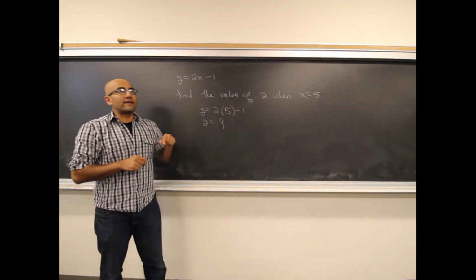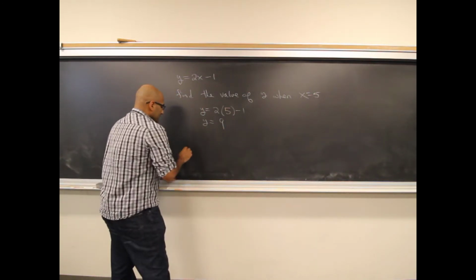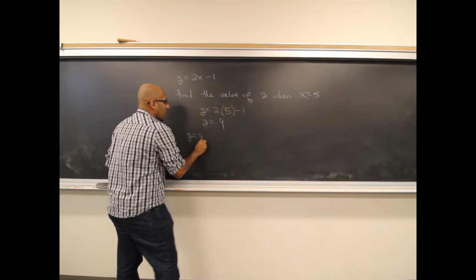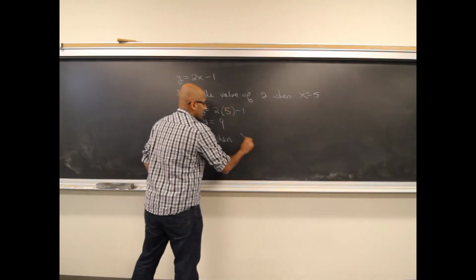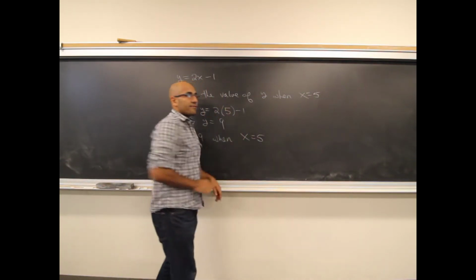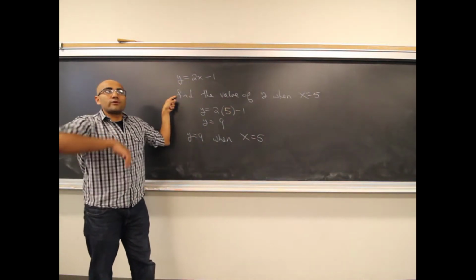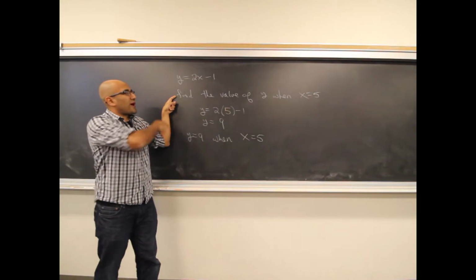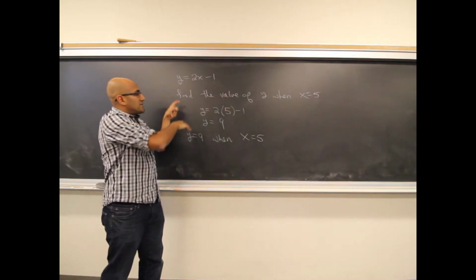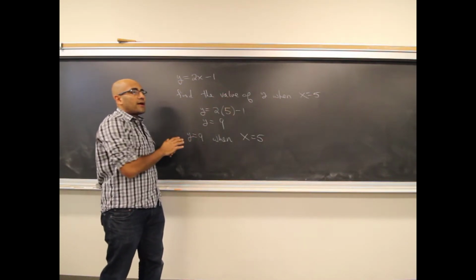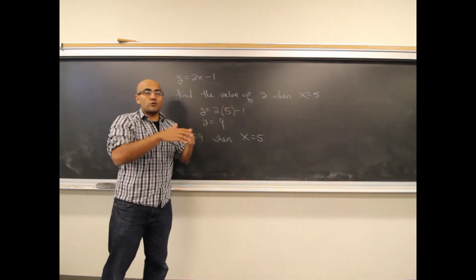Okay, so now we have a nice sentence. y equals 9 when x equals 5. Right? Pretty straightforward. Well, you know, mathematicians are lazy. We look for shortcuts, right? So rather than this whole long sentence and describing it this way, we jump next to tables.